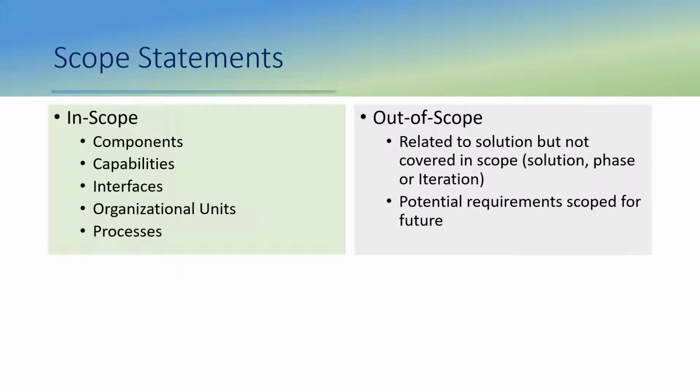Reasons are many. One might argue that it can be anything under the sun and might not be relevant. So the point is, when you're considering out of scope, to meet the purpose, they should be related to the solution but not covered in the scope. For example, the specific solution itself, phase, or iteration. Also, potential requirements that are scoped for future.